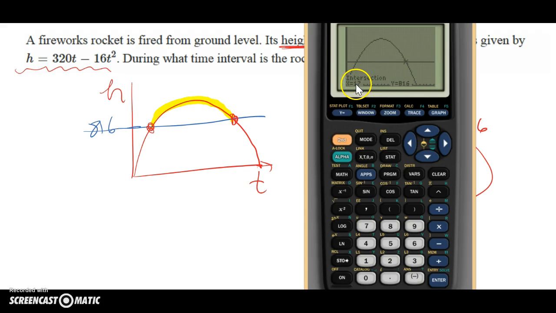The t or x coordinate is 17, and the y coordinate we already knew would be 816. So let's make a note of that. So I made a note of it here. Now I know there's another intersection point. Let's go to that one.